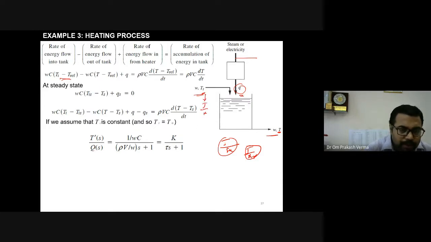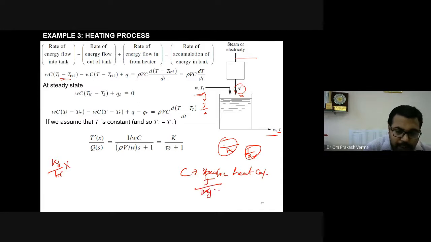So for that purpose, W is a mass flow rate, and this mass flow rate is given in kg per hour, or kg per second, right? And C is the specific heat capacity, and the unit of this specific heat capacity is given by joule per kg, right?